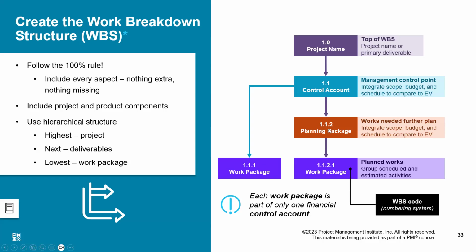But the planning package cannot be broken down. So until that data is available, I will keep it as a planning package. And then under that planning package, I could have work packages. And you can see there is a numbering scheme going on. This numbering scheme is also required for controlling the account.